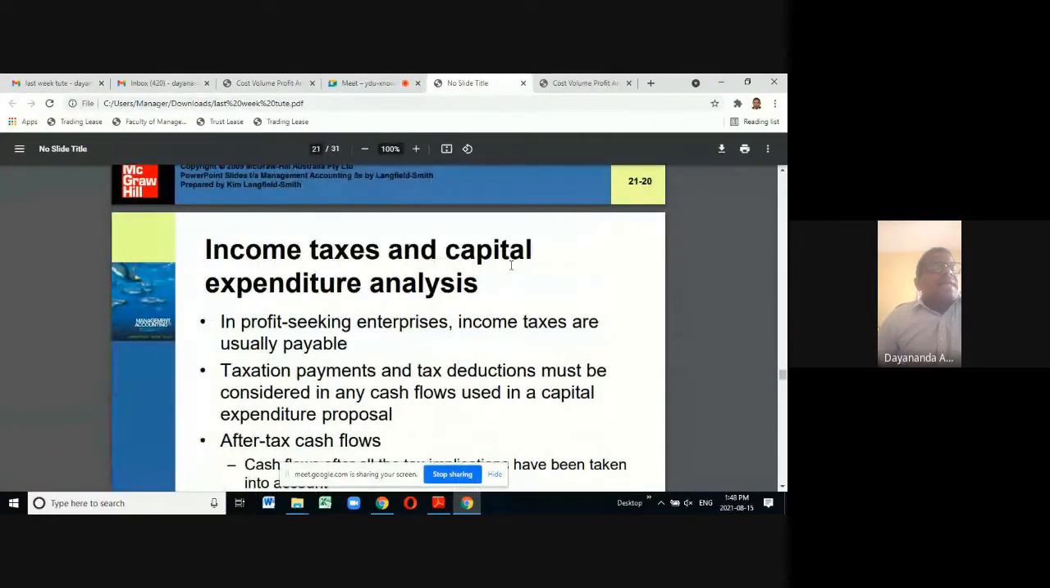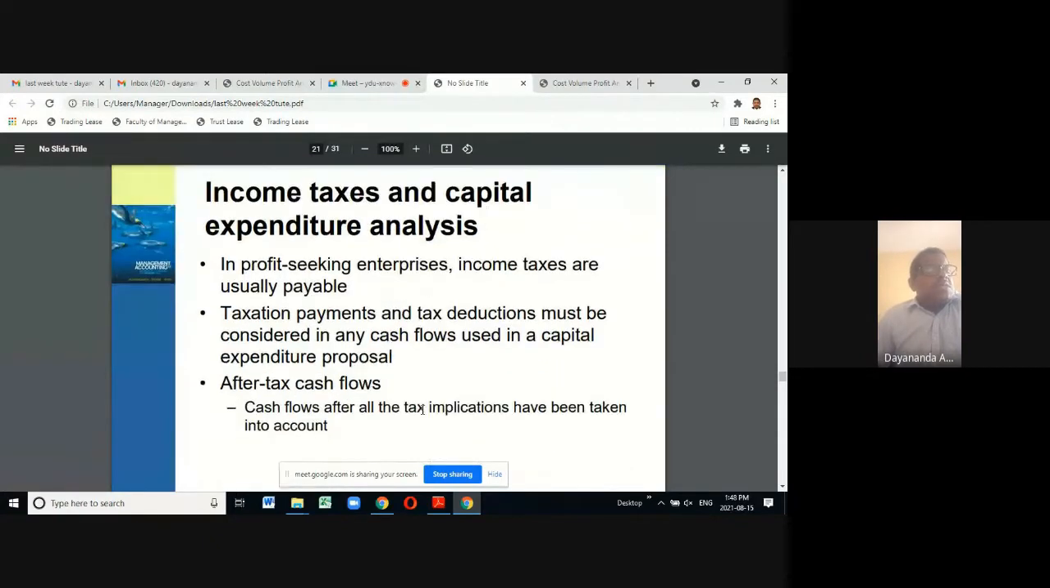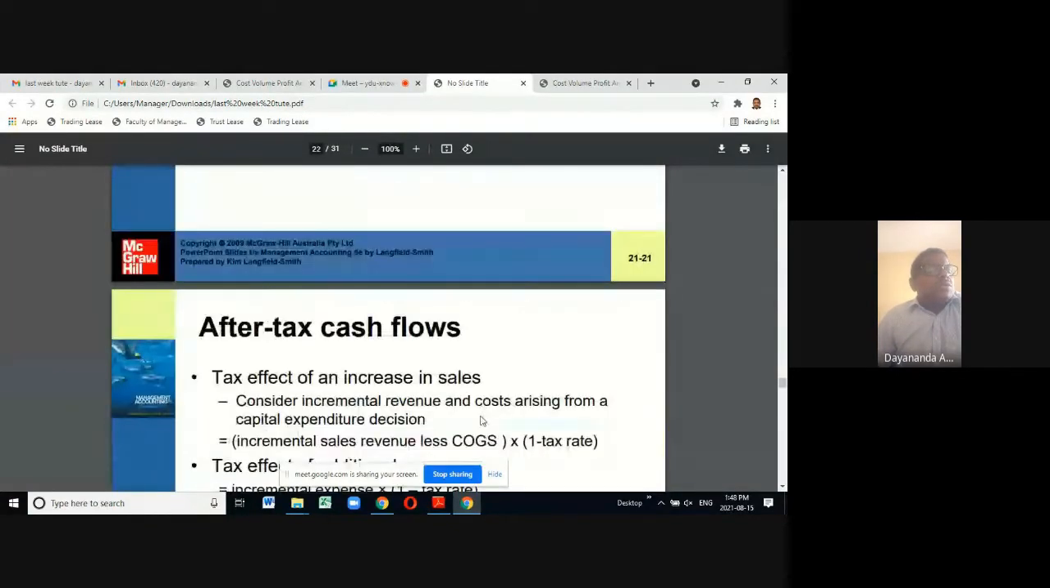Then the income tax and capital expenditure analysis. In profit-seeking enterprises, income tax is usually payable. Taxation payments and tax deductions must be considered in cash flows and used in capital expenditure proposals, after all the tax implications have been taken into account.